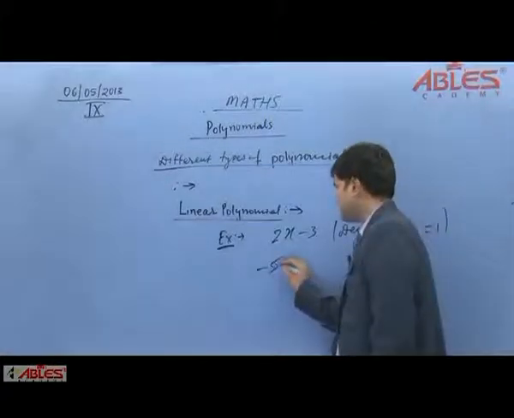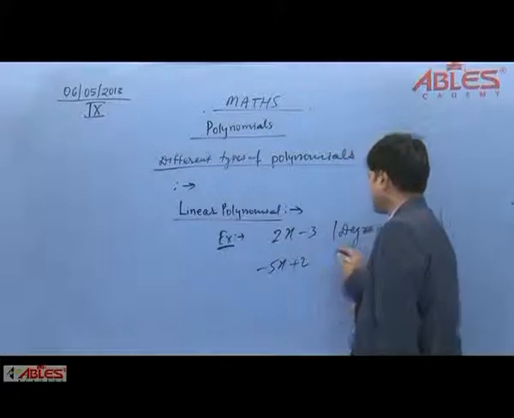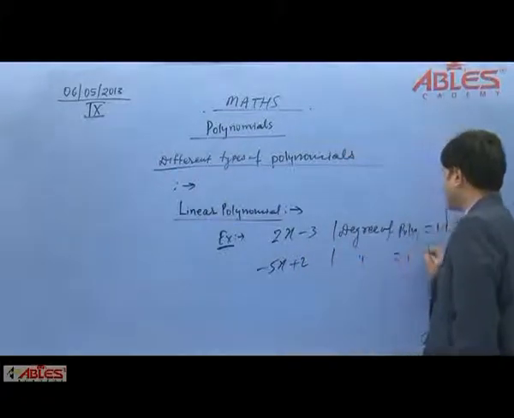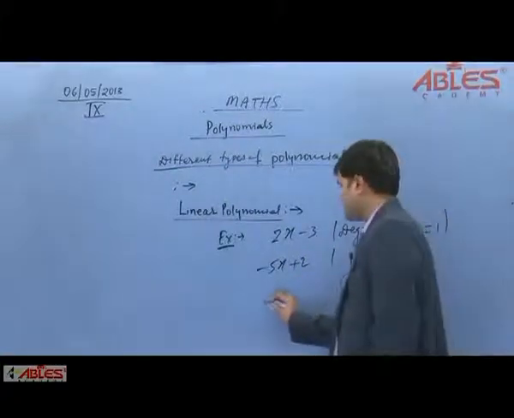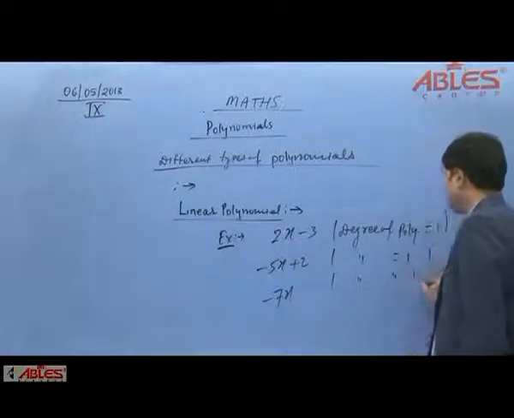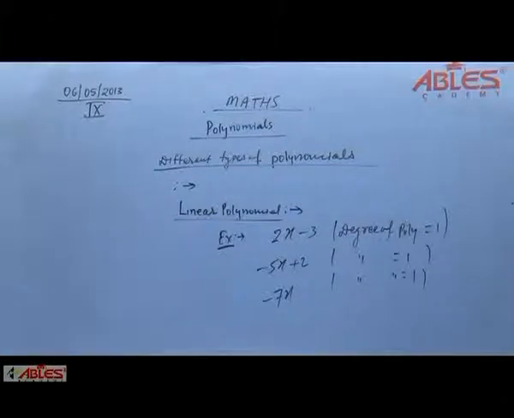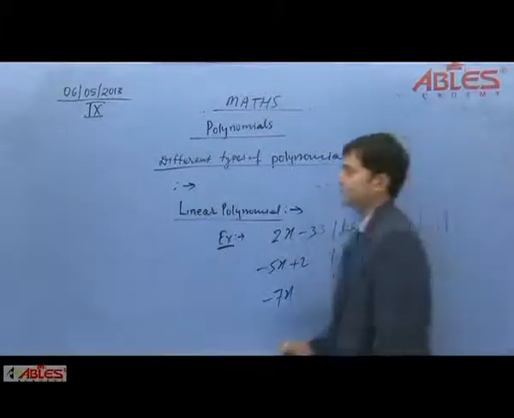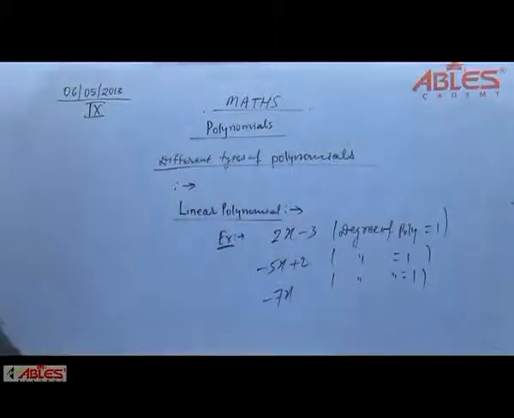Suppose minus 5x plus 2. In this case also the degree of the polynomial is 1. Suppose we have only minus 7x. So the degree of the polynomial is 1. All such cases in which the degree of the polynomial equals 1 are known as linear polynomials. Okay students.